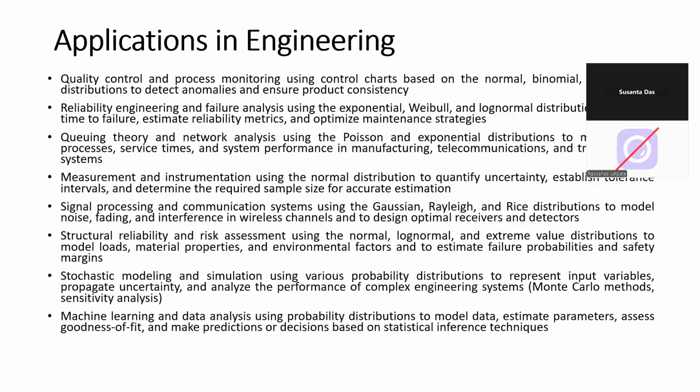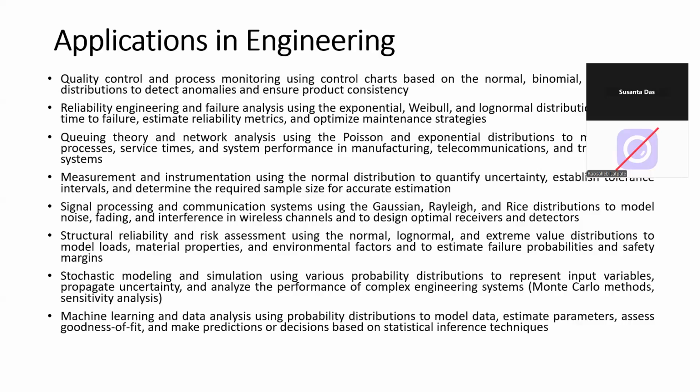They can be used in queuing and network modeling, with Poisson and exponential distributions. In measurement and instrumentation, the normal distribution is used to quantify any kind of uncertainty. In signal processing and communication systems, Gaussian, meaning normal, and Rayleigh and Rice distributions can be used. In structural reliability and risk assessment, normal, lognormal, and extreme value distributions are used to model the loads, properties, and performance of complex engineering systems.